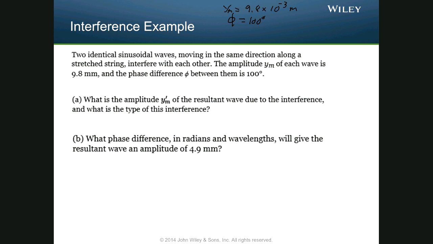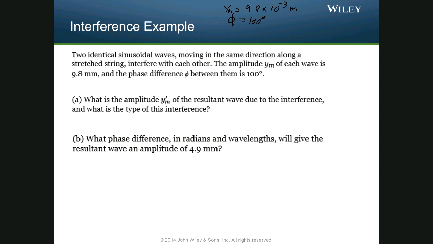So it wants to know, the first thing it says is, what is the amplitude of the resultant wave due to the phase interference? And is this interference constructive? Or what type is this interference, right? So it's perfectly constructive if it adds up. It's destructive if it makes it go away. So I'm guessing it'll almost certainly be constructive in some respect, but we'll see.